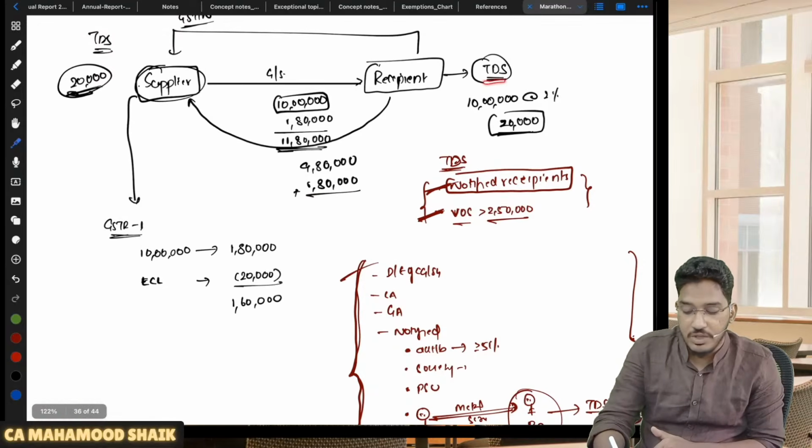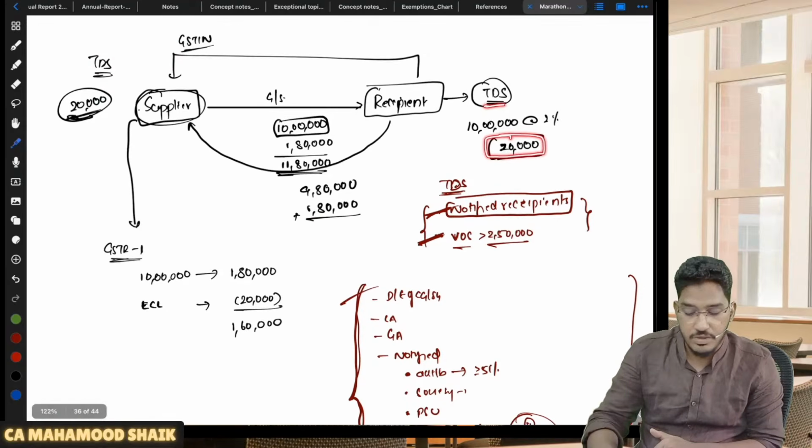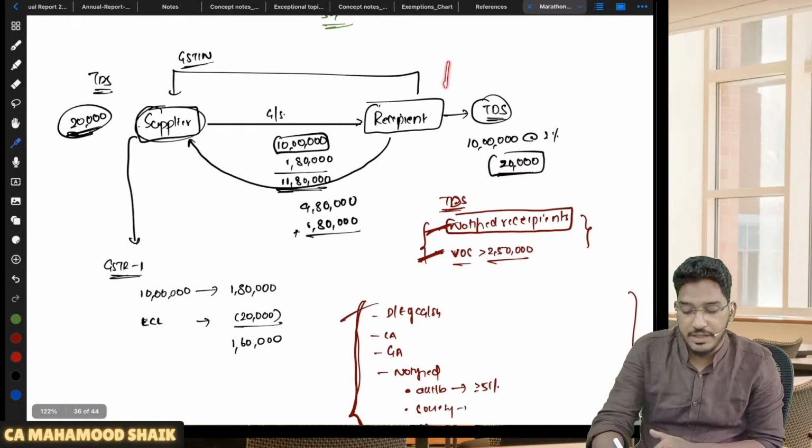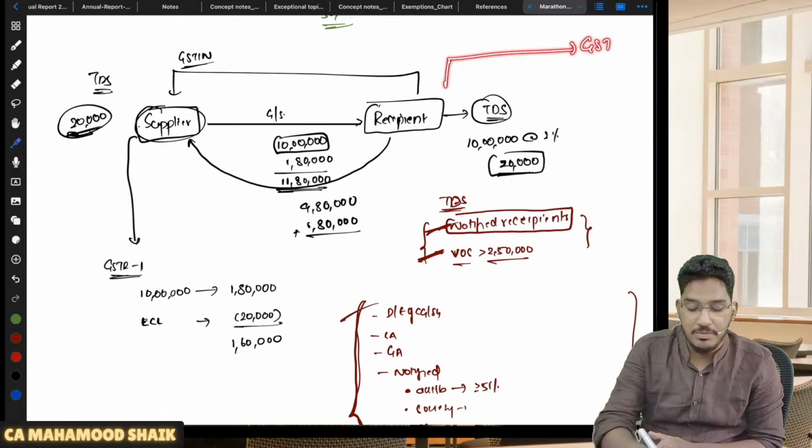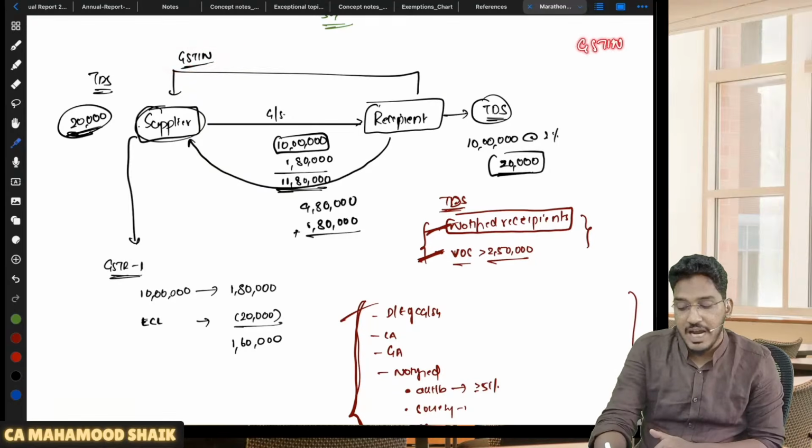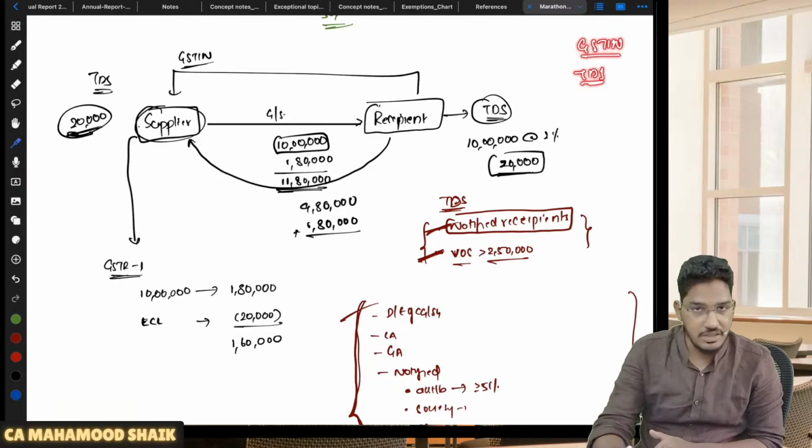Now what this recipient will do with that money which he has deducted, that 20,000 rupees? That 20,000 rupees will be deposited by the recipient with the GST department against the GSTIN of the supplier. He will mention the GSTN of the supplier and he will deposit that TDS amount with the government.